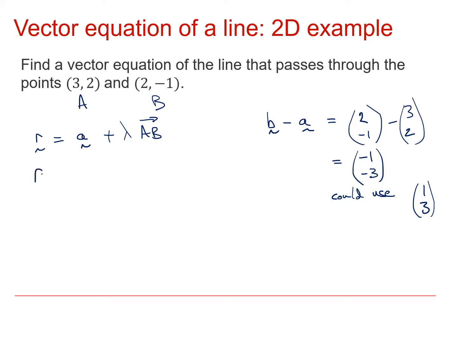So my vector equation becomes, pick a start point, I'm going to use 3, 2. We used it here, so we'll continue with that, plus some multiple of the direction of the line. I could use -1, -3, or I could use 1, 3. I'm going to use 1, 3 just simply because I've got fewer minus signs. I could just as easily have used 2, -1 as my starting point, or indeed any other point on the line that I happen to know about, and I could use any multiple of the direction.